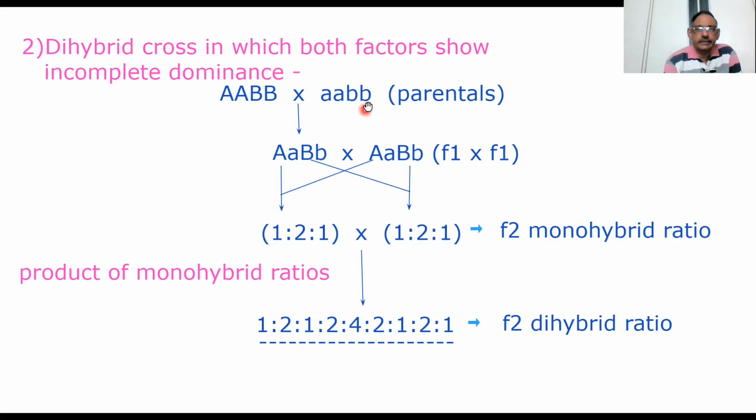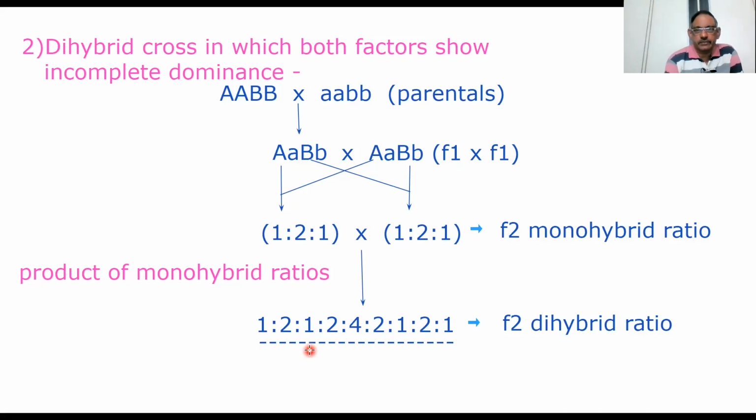Now, these are the parentals. This is the F1 hybrid, double heterozygote. This is another F1 hybrid, double heterozygote, F1 into F1 to get F2 progeny. This is the ratio that we should get in a dihybrid cross in which both factors show incomplete dominance. 1, 2, 1, 2, 4, 2, 1, 2, 1. F2 dihybrid ratio in a dihybrid cross if both factors under focus exhibit incomplete dominance.